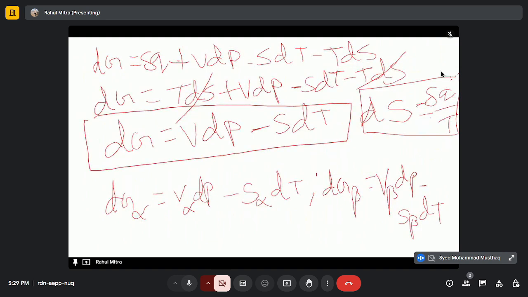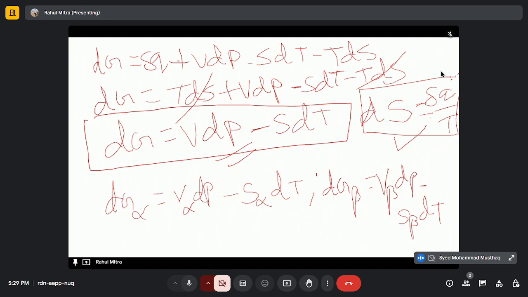Again, from the second law of thermodynamics, we have dS is equal to del Q by T, and when we substitute del Q there, it will become TdS plus VdP minus SdT minus TdS. Now TdS gets cancelled. We have finally arrived at dG is equal to VdP minus SdT.